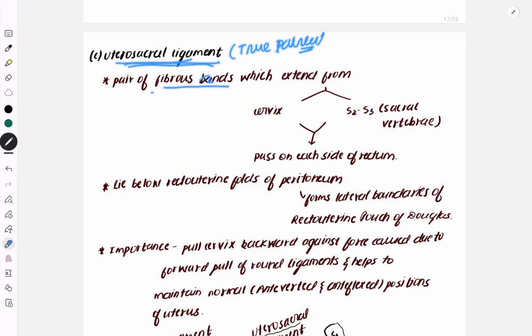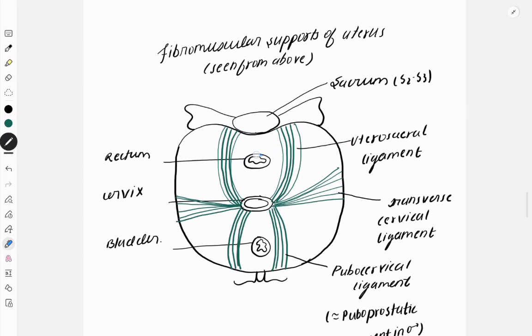And this uterosacral ligament is the pair of fibrous bands which extends from the cervix to the sacrum at the level of S2 and S3 vertebra. It passes on each side of the rectum. So as it is going posteriorly, it will pass on each side of the rectum. So we have two uterosacral ligaments.